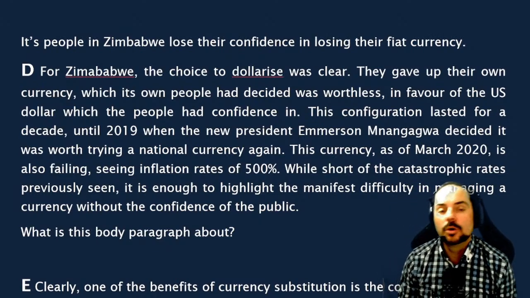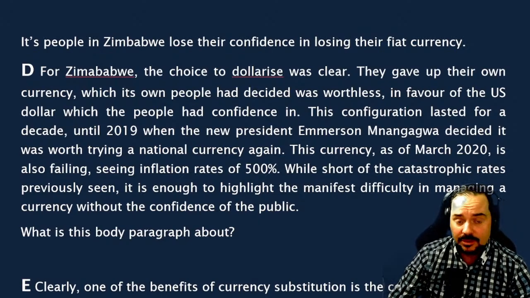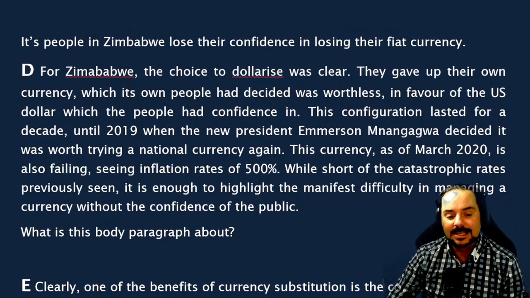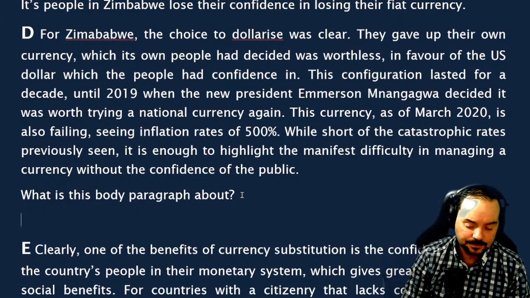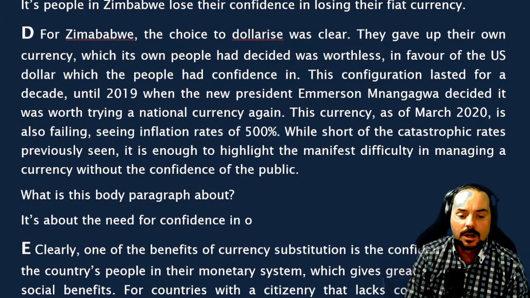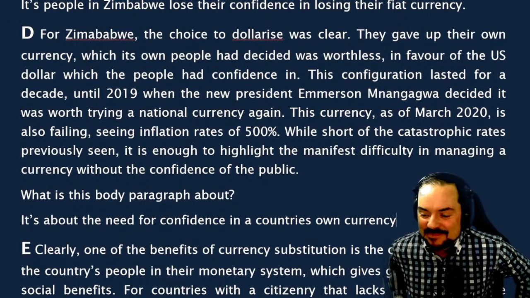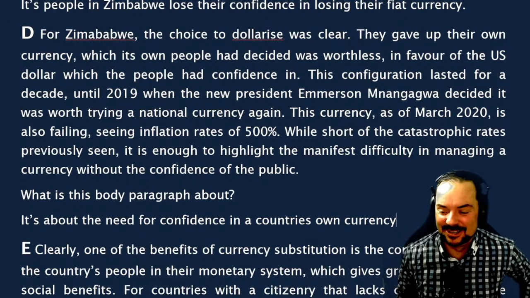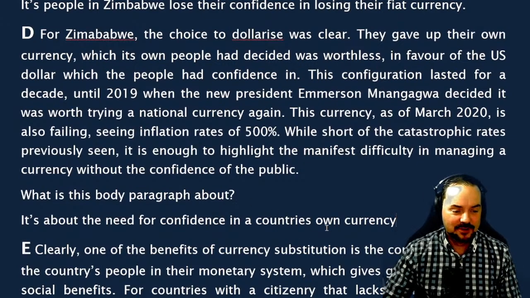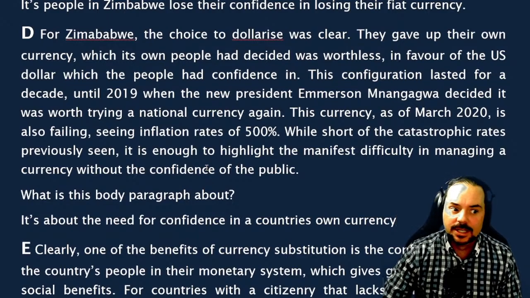But no, so be specific, be accurate, students. However, Xiao, I do think that you have the right answer. Just make sure you state that clearly, okay? So it's about the need for confidence in a country's own currency. Okay, I would agree. Panda says I would buy Adrian coin. All right, focus, everyone, focus. It's about the need for confidence. The actual IELTS reading section is an hour, so you really need to focus.